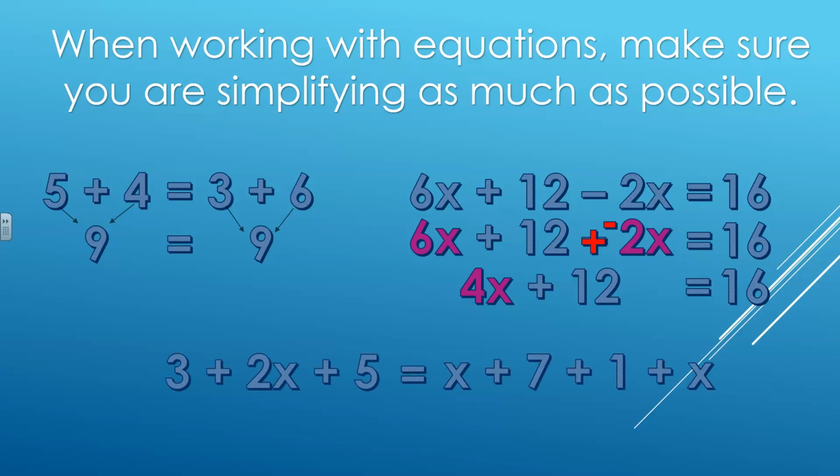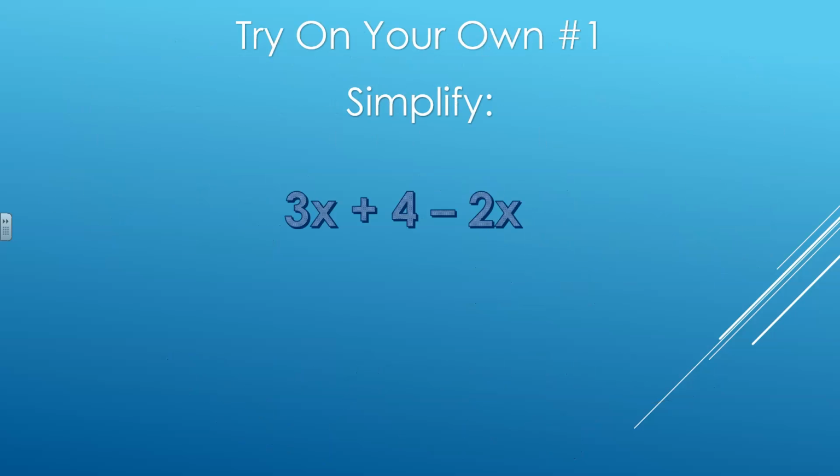One more example, we're just going to simplify down. So I have the 3 and the 5 that can be combined to get 8, and I can just bring down my 2x. Then I have my 7 plus 1 to get 8, and my 2 single x's, x plus x, would give me 2x, and add those together to get 2x plus 8 on the right-hand side as well. All right, we have a couple try on your owns.